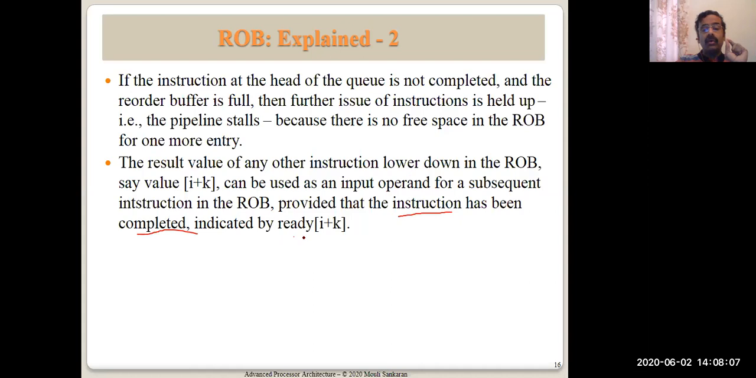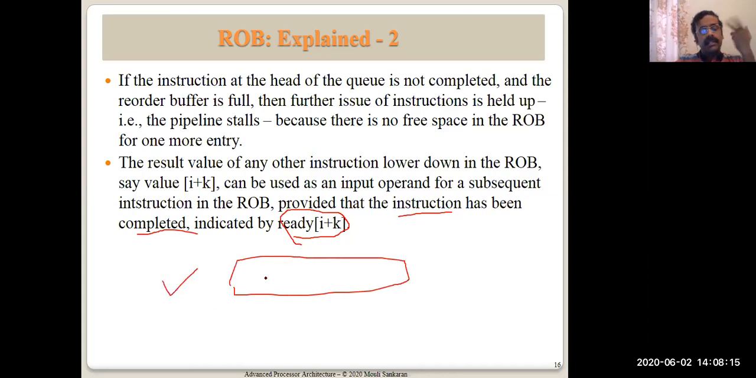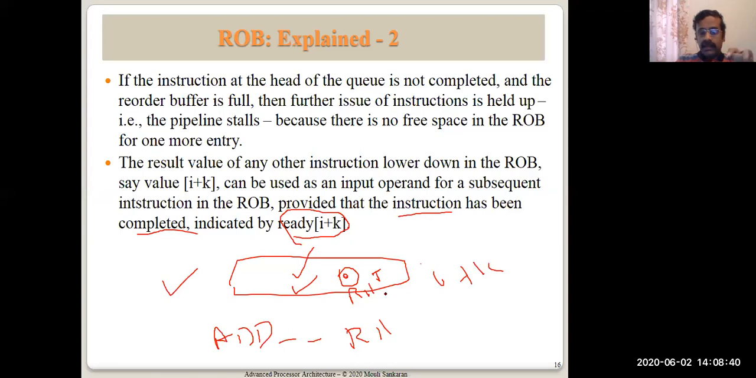See, you cannot take the value unless it is completed. So ready should be true. That means what? That instruction I plus K is completed and it has computed the value and it knows which register it is supposed to go to, and then it says true. If it says true, I want this register value, maybe register 11, and this is the value. Some instruction below wants to add, I want some operand from R11. It is not committed yet because it is I plus K. That means it is not yet committed, so I can take the operand from here.